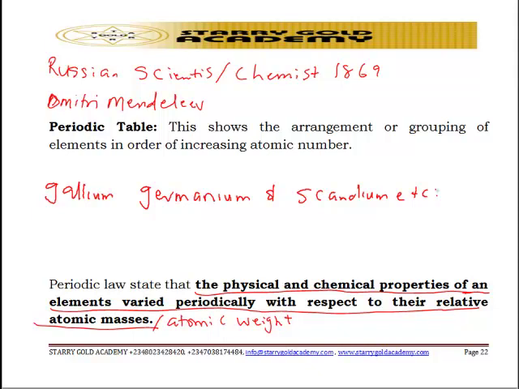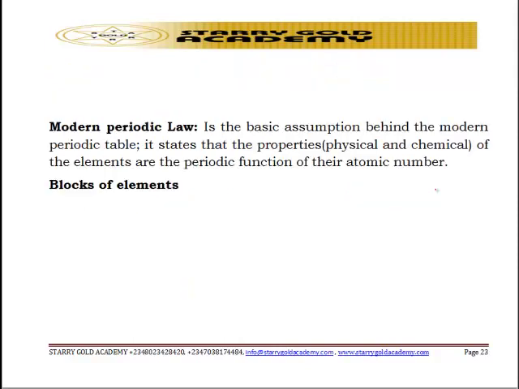Now, the discovery of the electronic configurations of atoms, by the use of atomic number, brought about the modern periodic table. So the modern periodic law brought about the modern periodic table that every one of us is enjoying today. So let's take the modern periodic law.